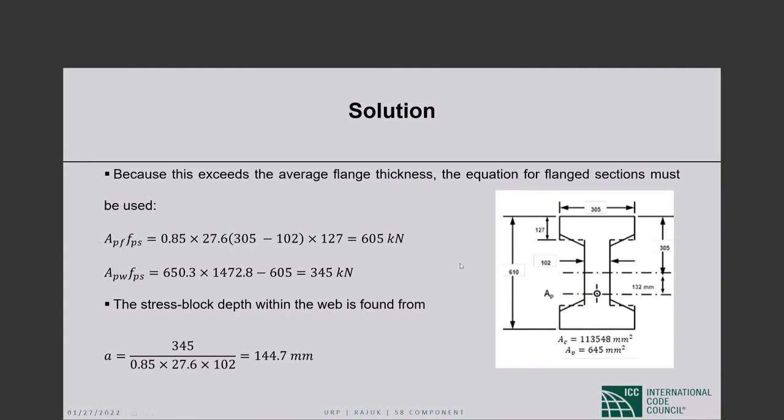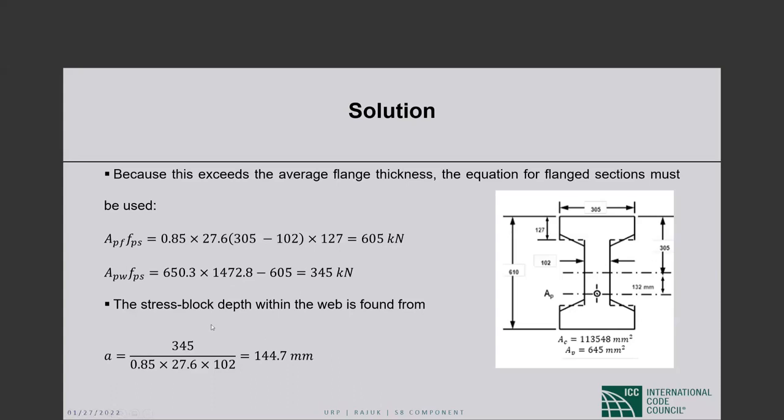Now this logic is taught in all undergraduate classes, so I'm sure you're aware of that. That's the overhanging part. That's the force from the overhanging part. And subtracting it out from the overall capacity, this is Ap times fps. Subtracting out the flange part, we get the web part, which is 345 kilonewton.